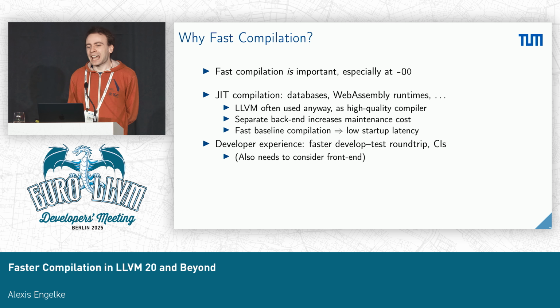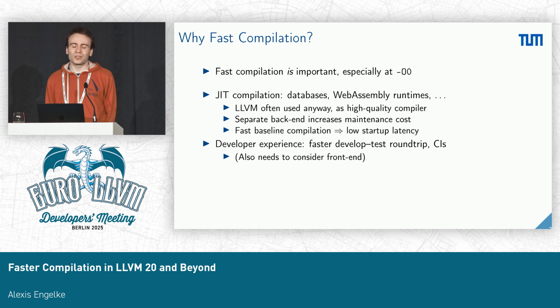Now, when we already have one compiler backend, it also makes sense to try to use this as the baseline compiler, because then these systems only have to support a single compiler backend and not a separate baseline compiler backend. Another user group are developers. If you have a faster compiler, then you have faster develop-test round trips, which makes you more productive. And it's also important for CIs, where you care about the latency when you get back your compile errors or your test results.